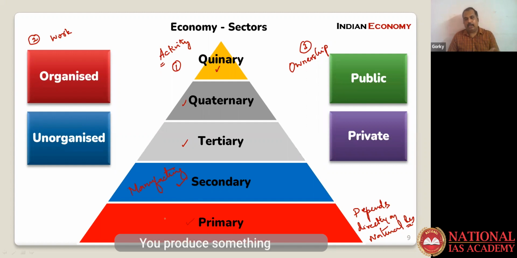Okay, you produce something using industries, factories, and so on. Tertiary, you try to provide some services. That is, it may be some production of service, and try to provide some aspect for consumption for the other population. So it is services like IT service, banking service, financial service, and so on, right?